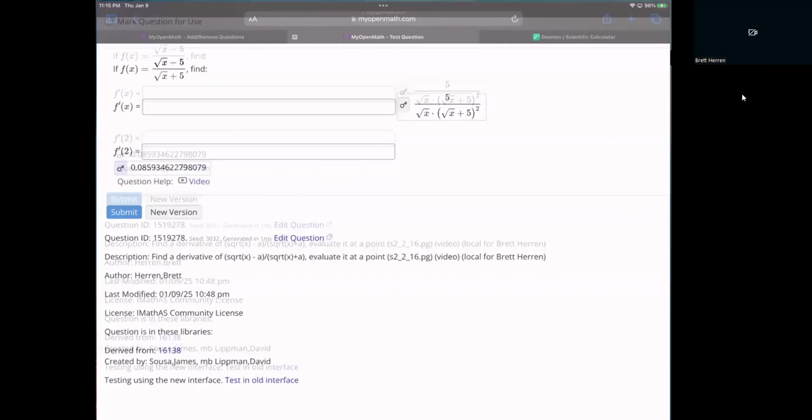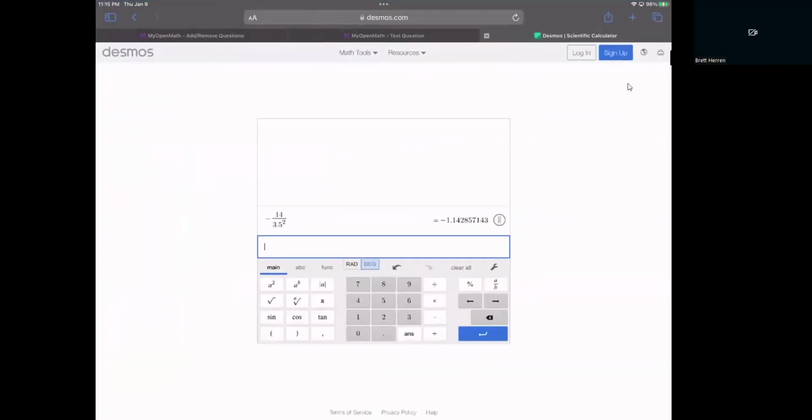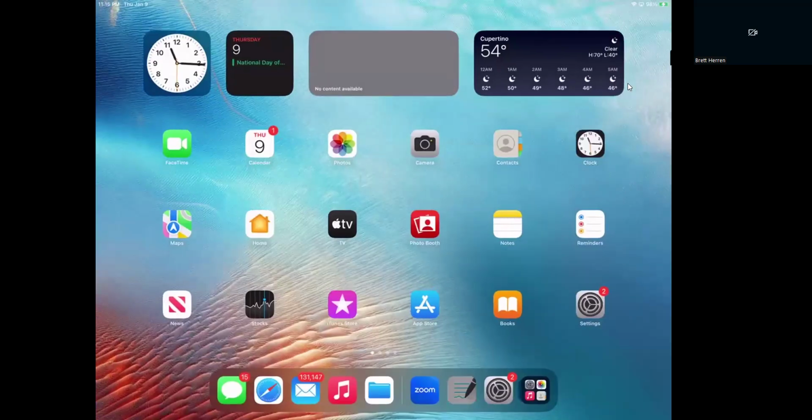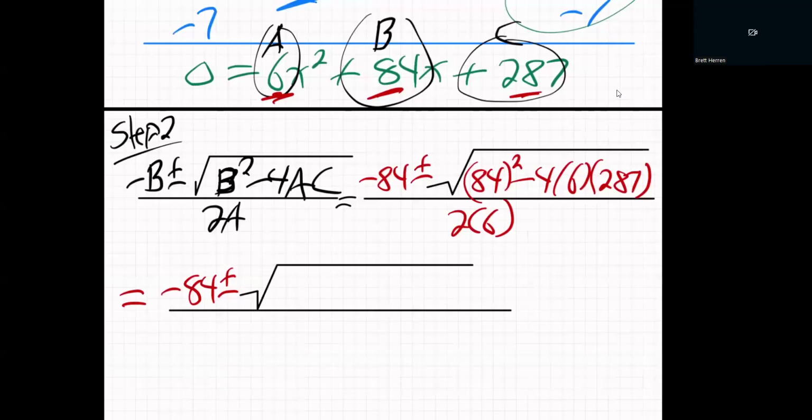Here we go to Desmos. I'm going to say, Desmos, give me that big square root part. In fact, let's just take the whole thing in. What is the whole thing? It's minus 84 in the front, plus or minus the square root of 4 times 6 times 287, all over 2 times 6, 12 on the bottom, right? So let's go type that whole thing into Desmos.